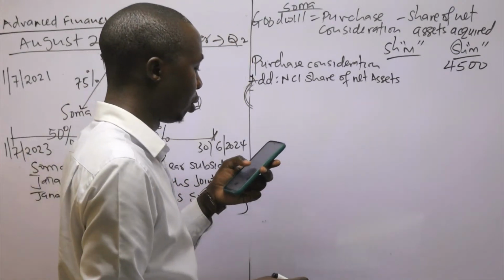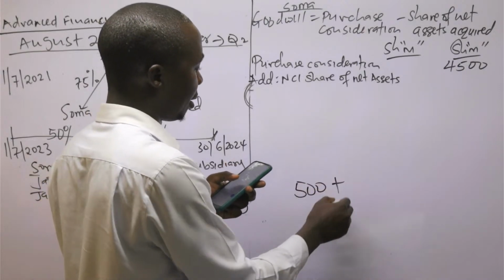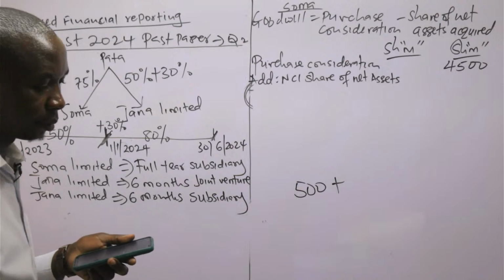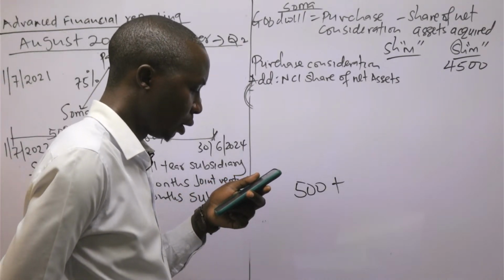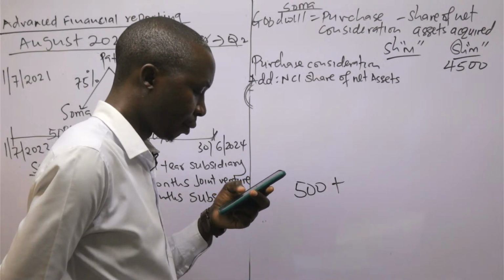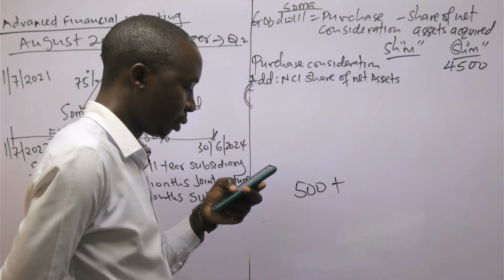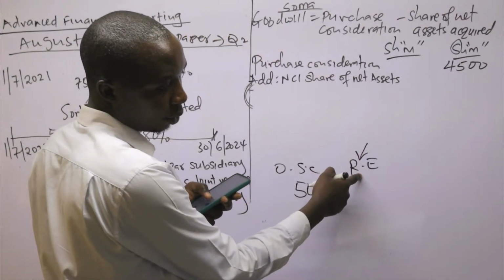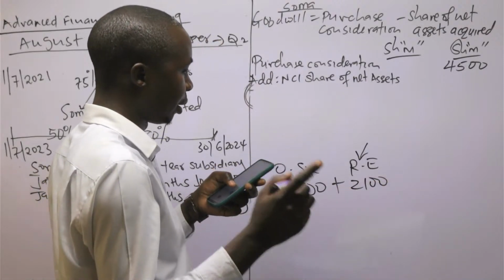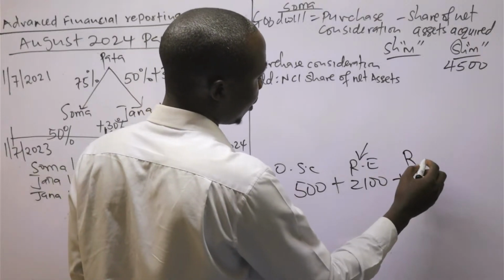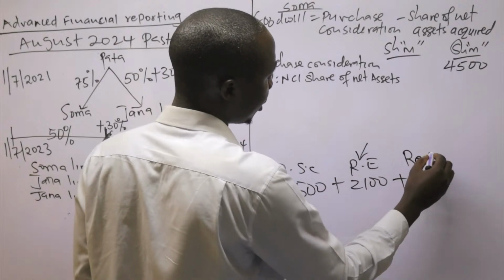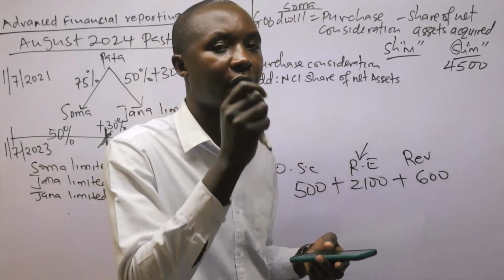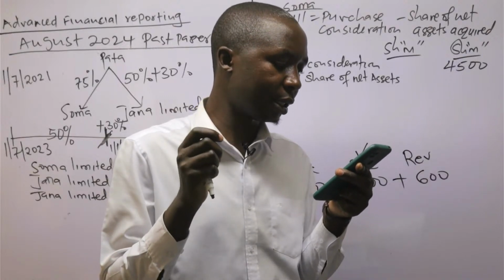So let's get the figure for net assets in Soma. We have ordinary share capital 500, plus retained earnings as at acquisition date, which is provided at 2,100 under additional information number 1. Then finally we can talk about the revaluation as at the date of acquisition. The revaluation is 600, the one they talked about in note 1, that the fair value was in excess of the carrying amount by 600.